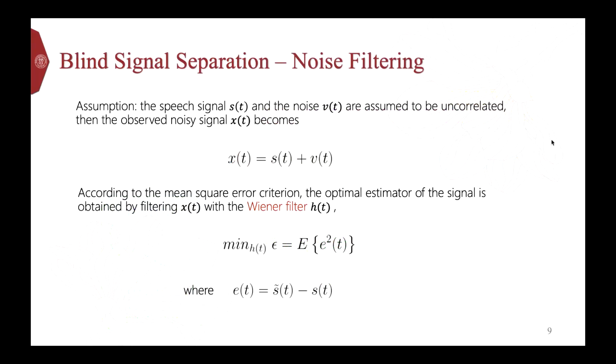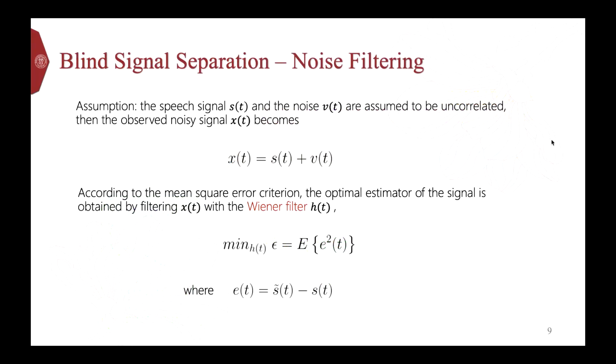In the early stage, researchers viewed blind signal separation as sound enhancement. So they used noise filtering techniques to achieve blind signal separation. They assumed that the speech signal and the noise are uncorrelated, and then the observed noisy signal X becomes the combination of S and V.